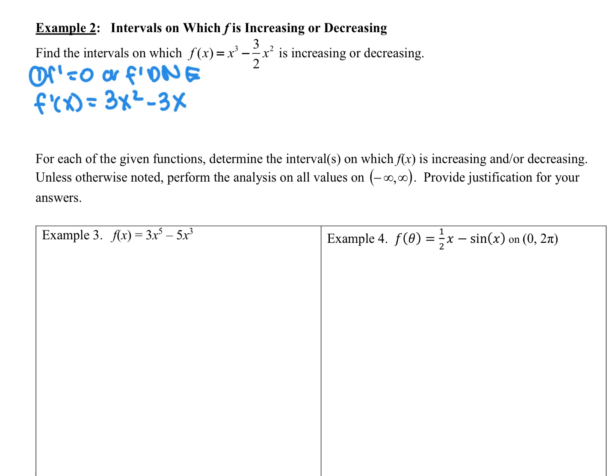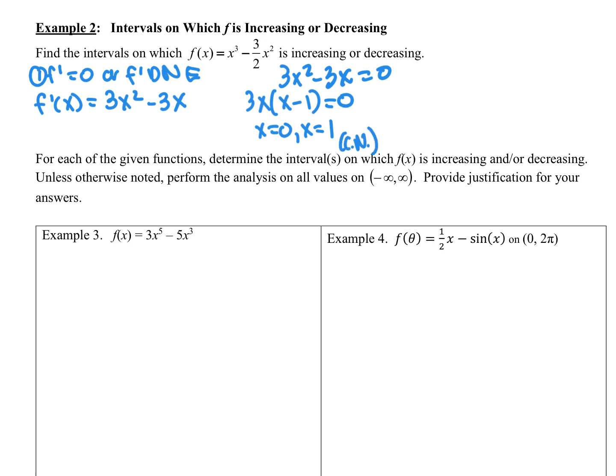So f prime of x equaling 0, we'll just rewrite it here. Actually, let's give us some more spacing over here. We'll have to factor out a GCF, 3x. That'll leave us with x minus 1. And so it will be when x is 0 and x is equal to 1. So these are our critical numbers.